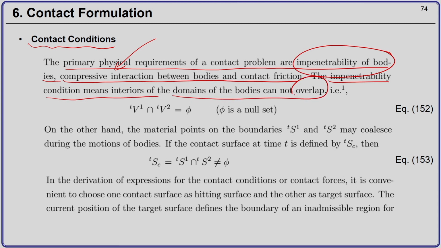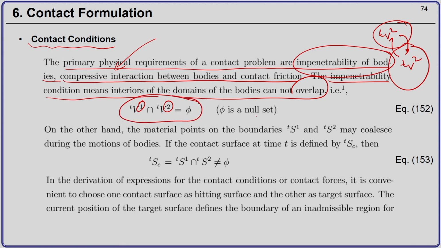So, if you have one body over here and you have another body over here, and this is volume 1 and this is body 2. So, this one denotes body 1, 2 denotes body 2. So, this body cannot penetrate this body and this body cannot penetrate this body. So, mathematically you can write the intersection of the volumes of the two bodies is a null set. So, this is the condition that you have to satisfy.